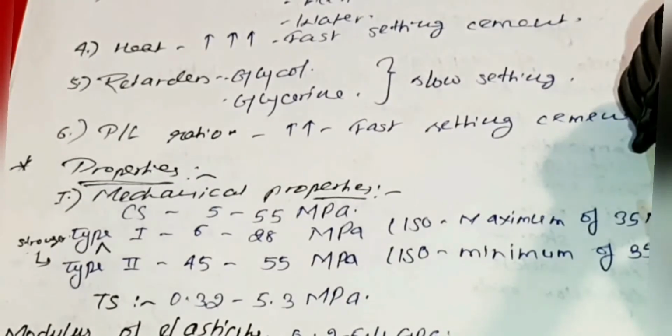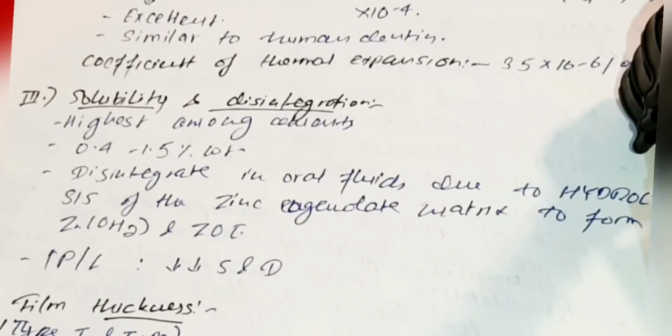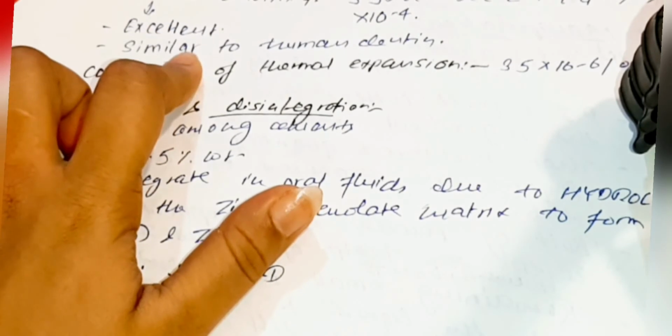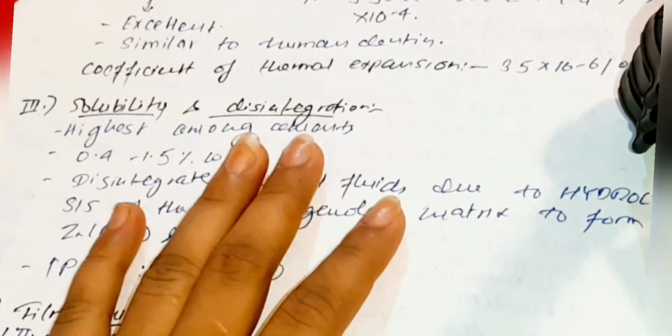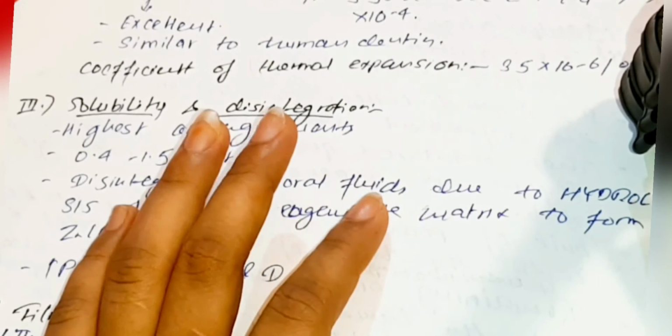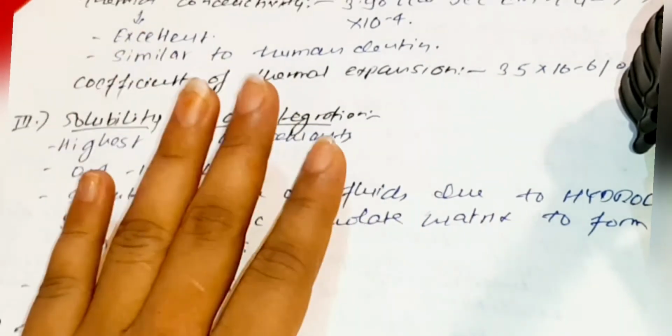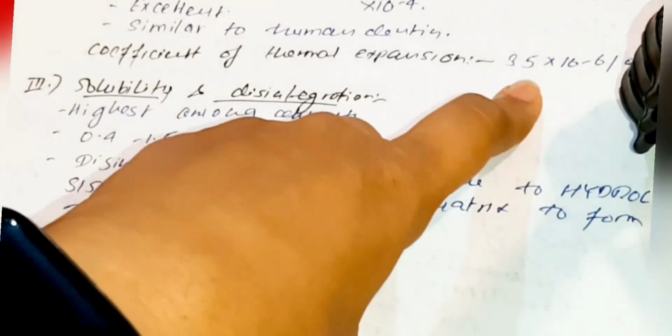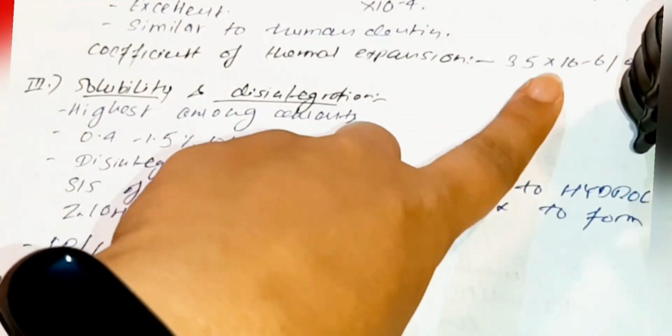Now the next property is thermal property. Thermal conductivity is 3.98 calories per second per centimeter square into 10 to the power minus 4. So their thermal insulating properties are excellent, approximately the same as for human dentine. So this is also very important. The thermal conductivity of ZOE is in the range of insulators like cork and asbestos. Now the coefficient of thermal expansion is 35 into 10 to the power minus 6 per degree Celsius.